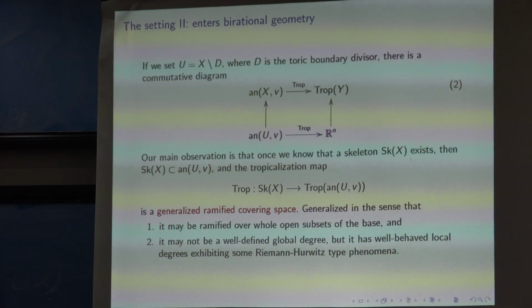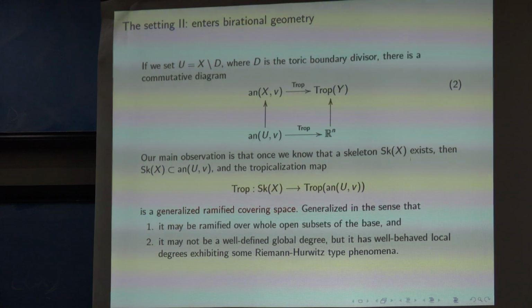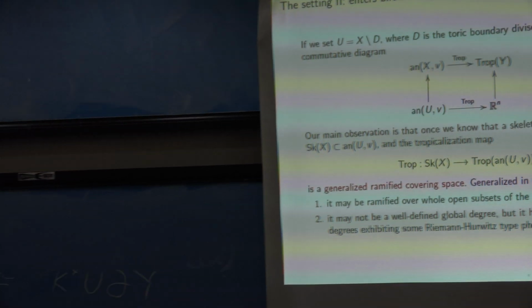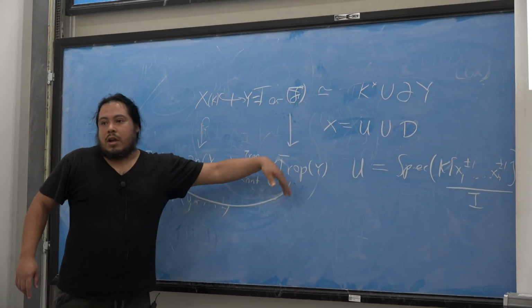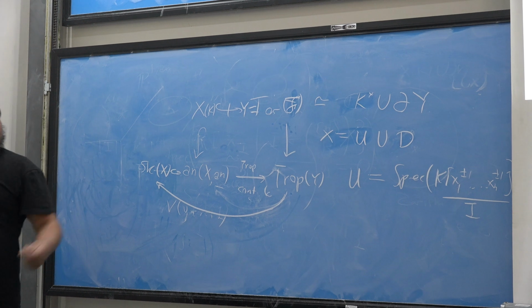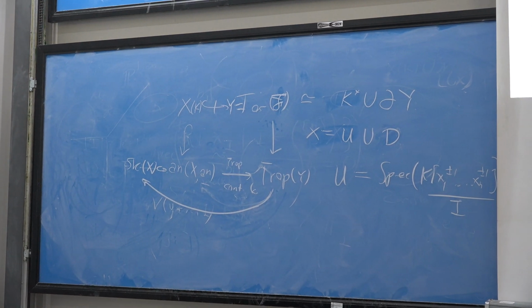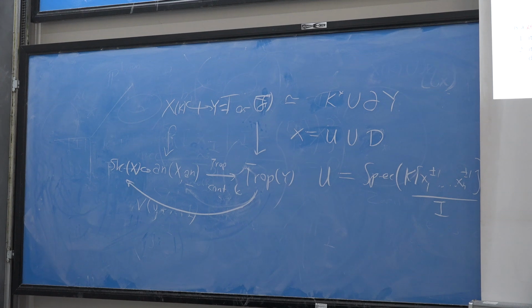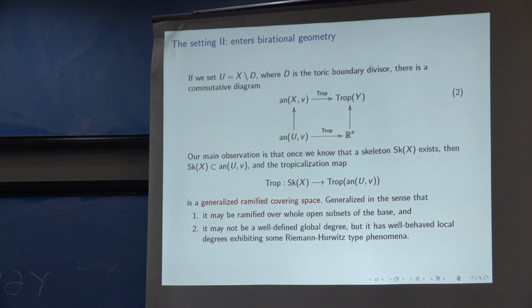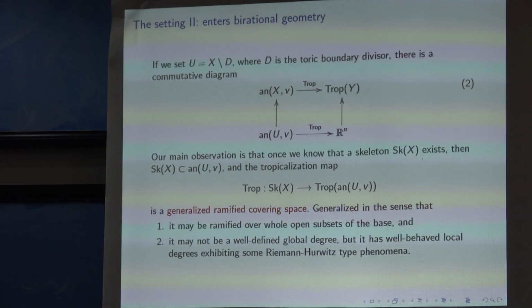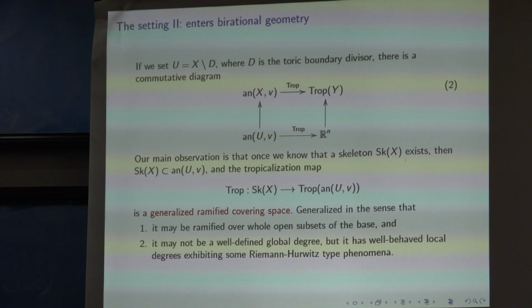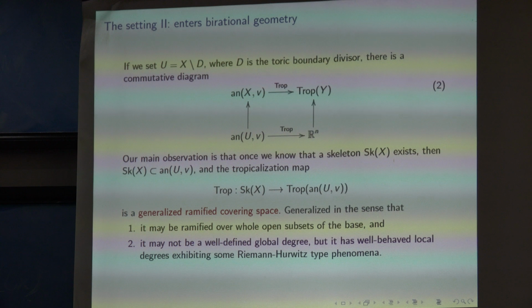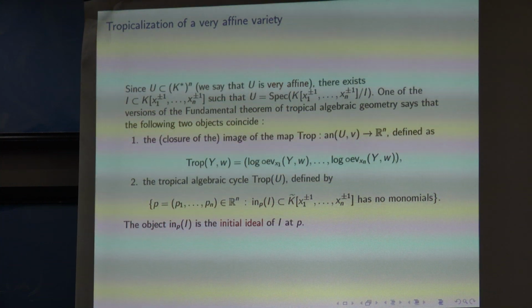Well, but at the end of the talk, I will say that once I assume that a skeleton exists, then I can construct this section, and basically what remains is a projection from here to somewhere here, and this is going to be what I call a generalized ramified covering space, in the sense that it may be ramified over whole open subsets of the base, and it may not have a well-defined global degree, but there are always local degrees which exhibit some Riemann-Hurwitz type phenomena, thanks to the balancing condition of tropical cycles. So this is what I was telling you before.